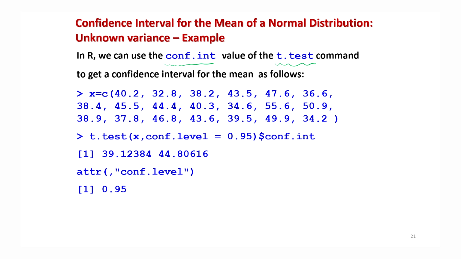So I store my data in the data vector x, and then I write t.test, then x, and then conf.level, that is the value of 1 minus alpha. Alpha is here 0.05, 5% level of significance, so the confidence level becomes 0.95. And now I have to write dollar and conf.int, confidence interval, that is the short form. And if you look here, you will get this type of outcome.